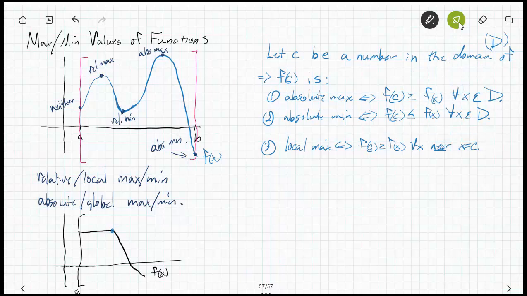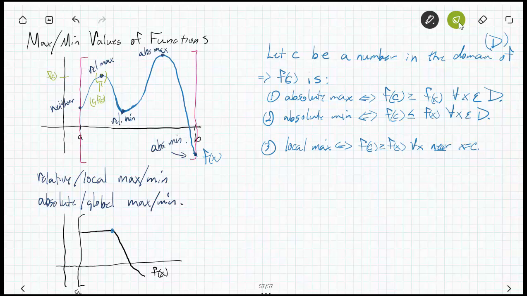Let's make it obnoxious so you can see. So let's look at this relative max. If I open up that open interval, then this f of c, let's suppose that that is c comma f of c. I know f of c lives over here, right? So I know that f of c is greater than or equal to all of the values on that open interval. That is the way of saying near.